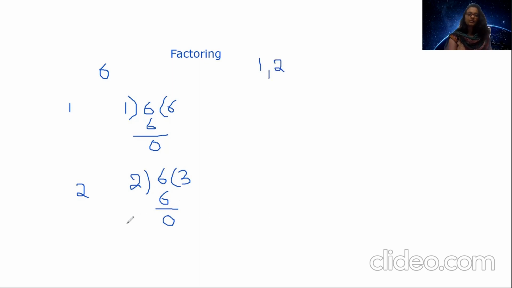Next, I am going to take 3. So I am dividing 6 by 3. 3 2s are 6 and then 0. Yes, I got the remainder 0. So number 3 is also a factor of 6.